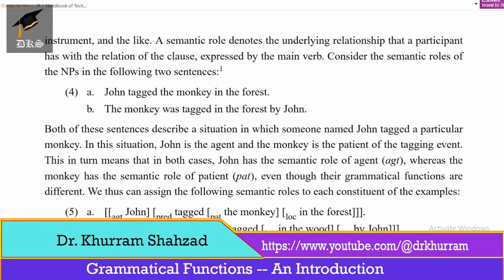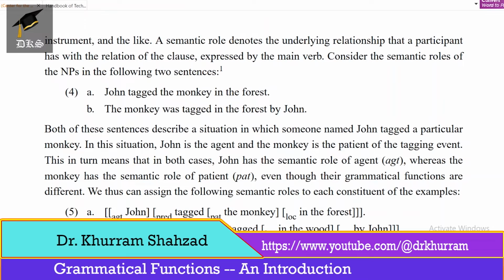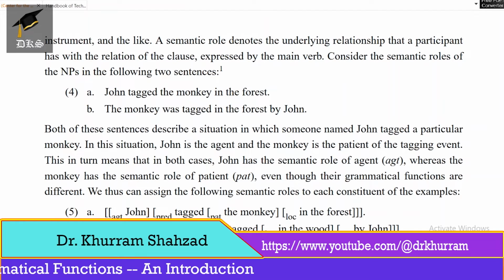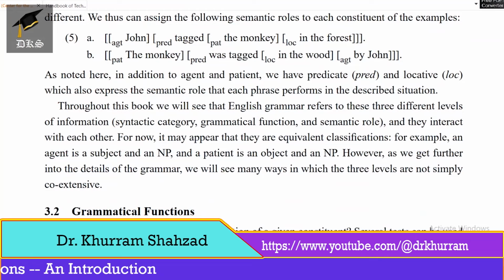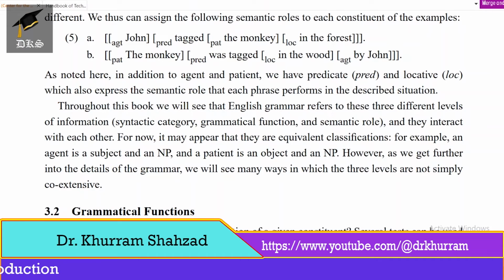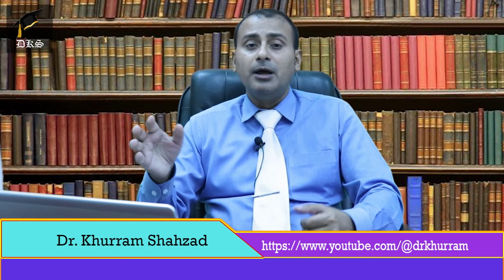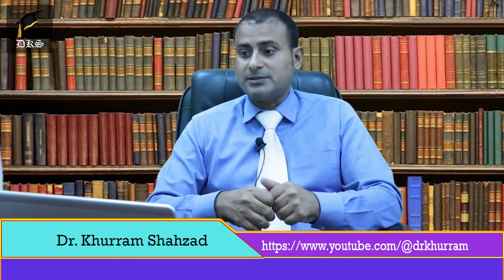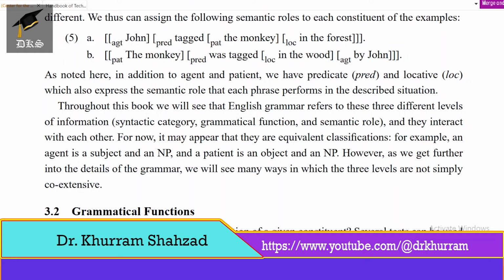Both of these sentences describe a situation in which someone named John tagged a particular monkey. In this situation, John is the agent and monkey is the patient of the tagging event. This in turn means that in both cases, John has the semantic role of agent, whereas the monkey has the semantic role of patient. So this is what I have just explained. John tagged the monkey in the forest. So John is the agent, but here John is the subject as well. The monkey was tagged in the wood. So here again the monkey is the patient. It is not the agent, but it is coming at the place of the subject. And in the wood or in the forest is the location.